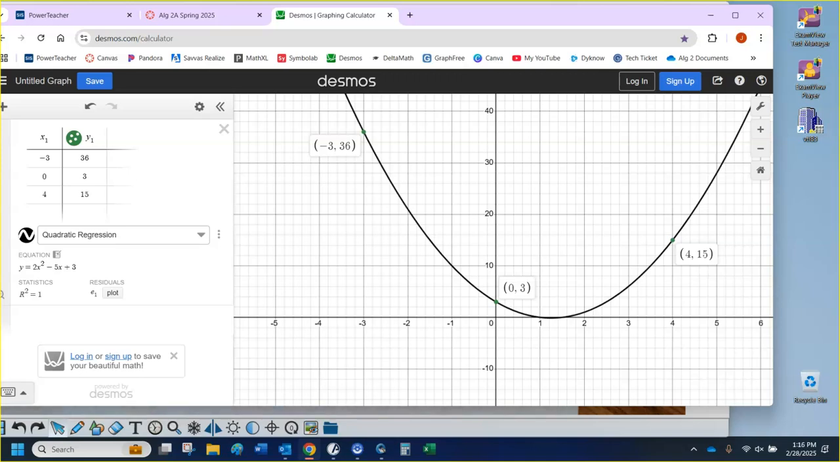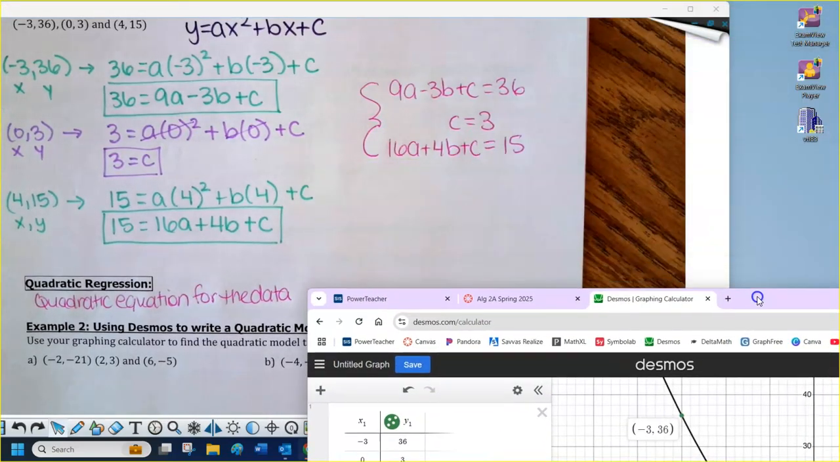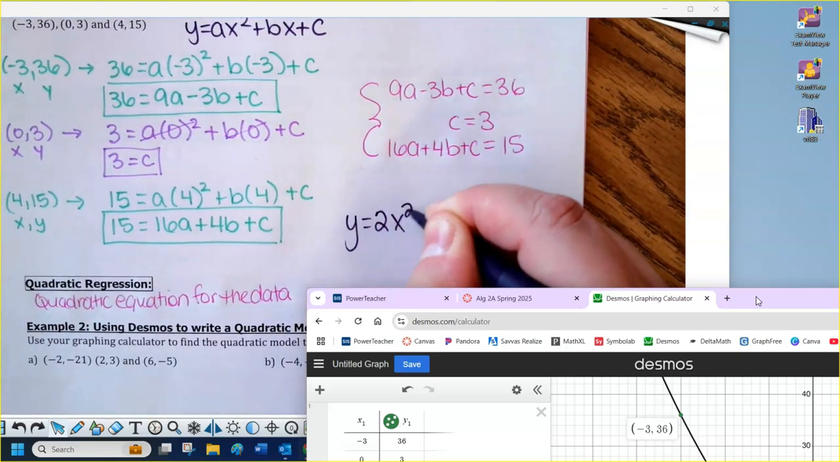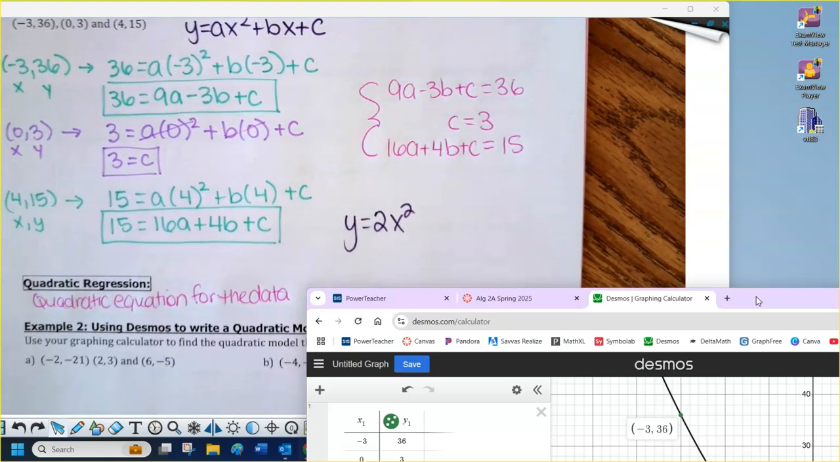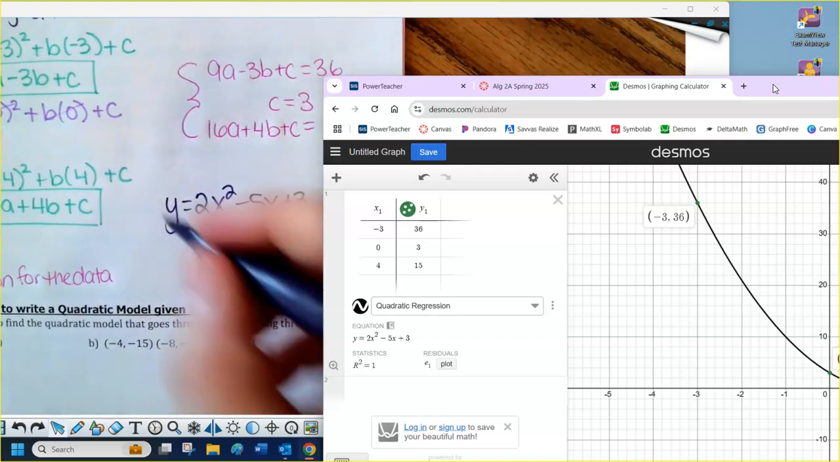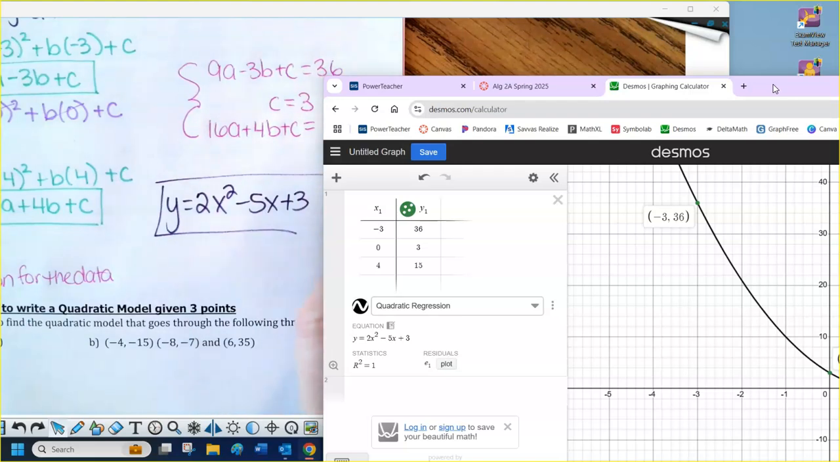That's literally the equation. So your A value would be 2, your B value would be -5, and your C value would be 3 in that standard form. So let me just write the equation. We have y equals 2x squared, now I already forgot what it was, minus 5x, I think. Yes. And then plus 3. I just put that right in front of what I was writing down. But that equation goes through those 3 points. That is a quadratic in standard form.